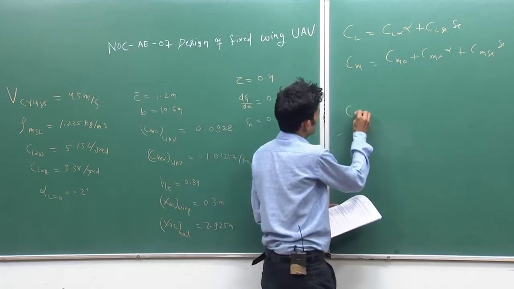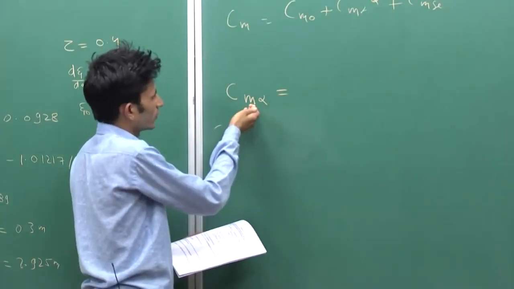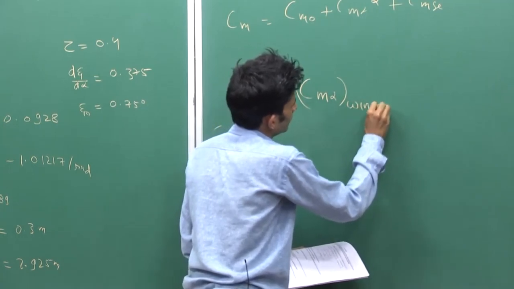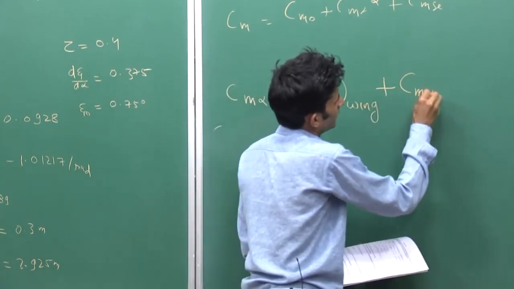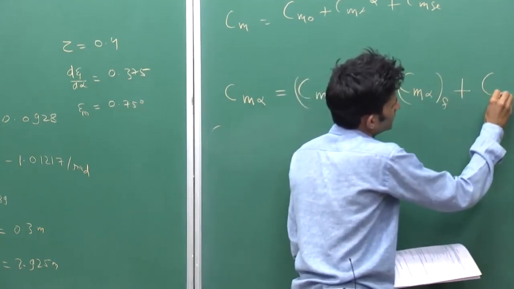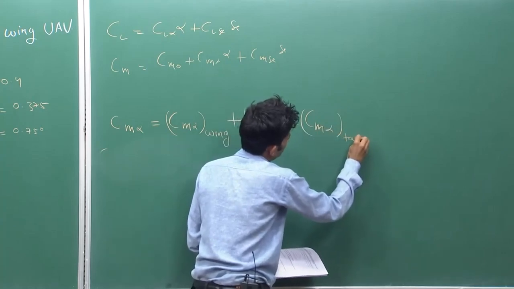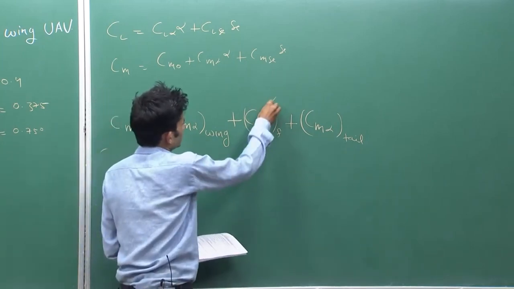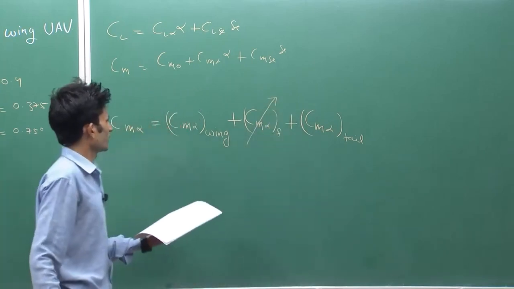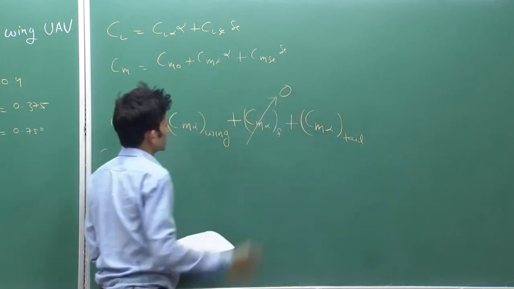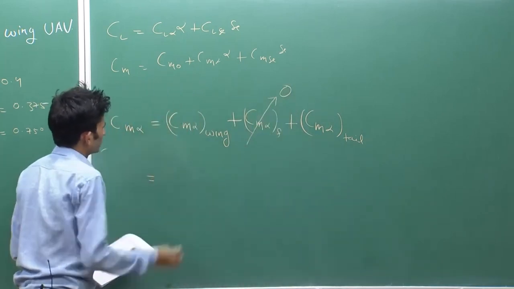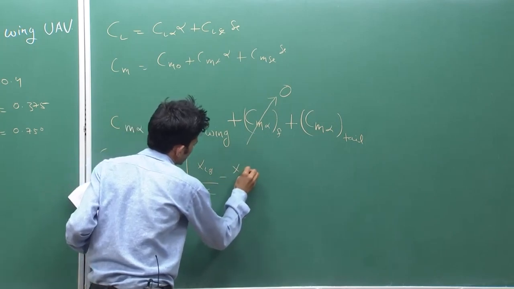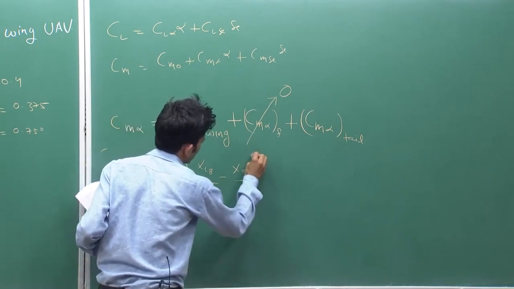So it is obvious that when you write Cm alpha of the whole aircraft or whole UAV, it is equal to Cm alpha of the wing plus Cm alpha of the fuselage plus the third part, Cm alpha of tail. But it is already given that Cm alpha of the fuselage is 0, because the question says to neglect the effect of fuselage on stability. So this will be 0. And what is Cm alpha of the wing? It is nothing but CL alpha into (xcg by c bar minus xac by c bar).